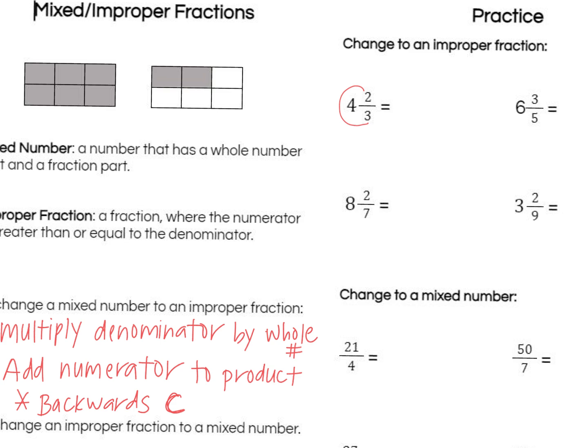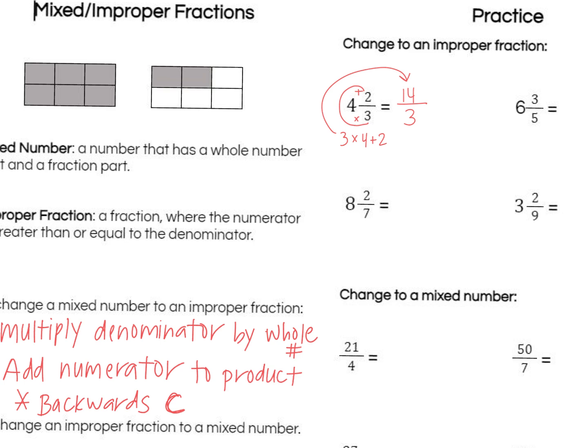So if step 1 says multiply the denominator times the whole number, this is the order I go in. 3 times 4, and then I add it to the top. So 3 times 4 is 12, plus 2 is 14. That's my new numerator. 3 times 4, and then plus 2. This is how I get my numerator, okay? What happens to my denominator? Will it change or will it just stay 3? It stays 3.